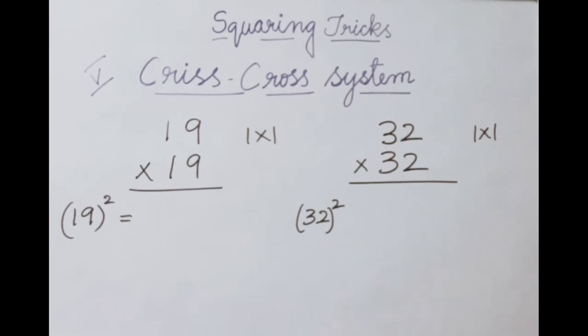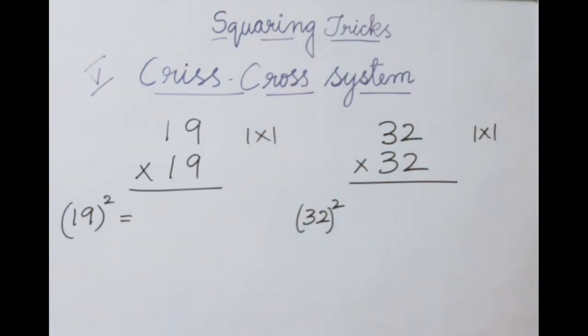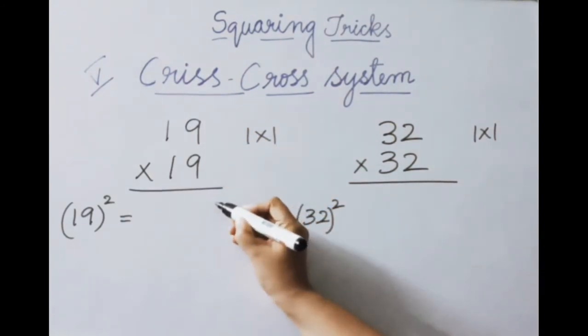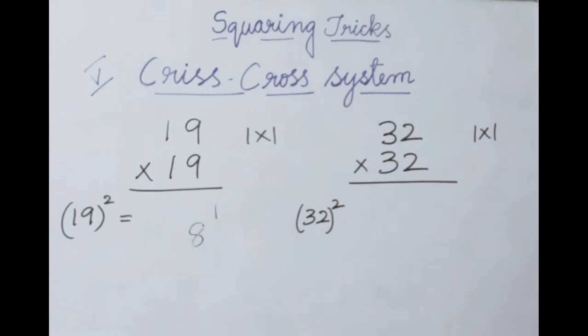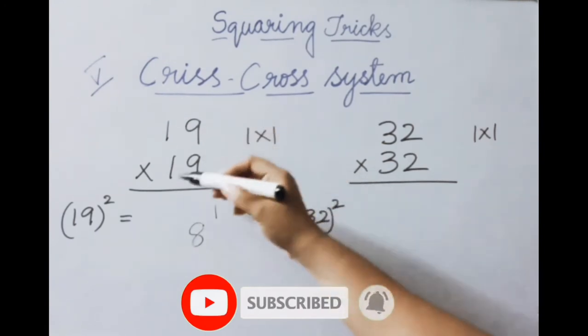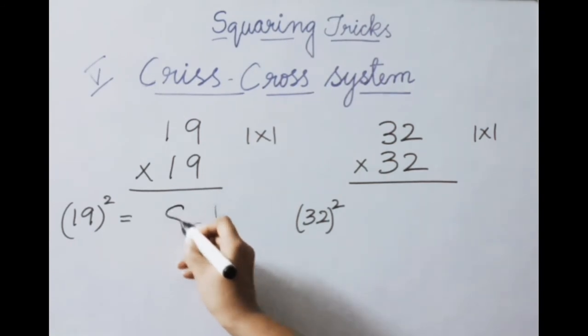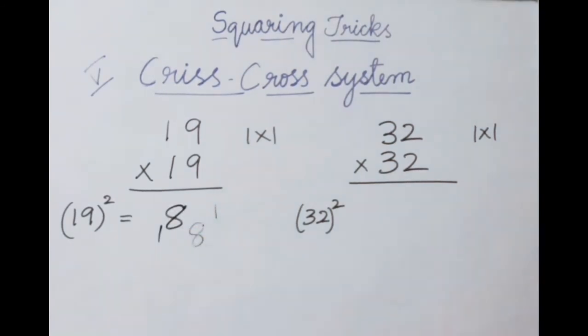See now 19 square, that is 19 into 19. First what we have to do? Multiply vertically. 9 into 9. 9 9s are 81. 1 carry 8. Next cross multiplication. 1 9s are 9. 9 1s are 9. 9 plus 9, 18. So write down 8 carry 1.